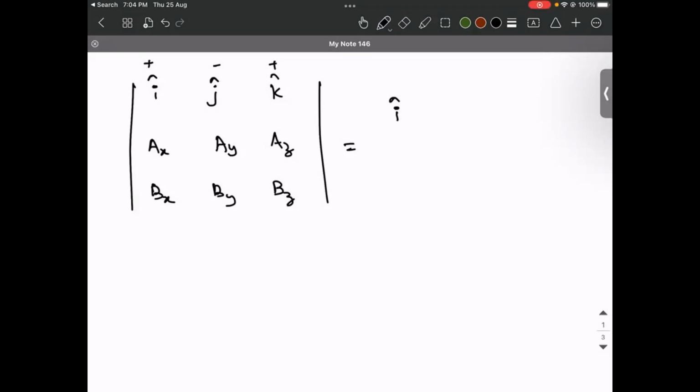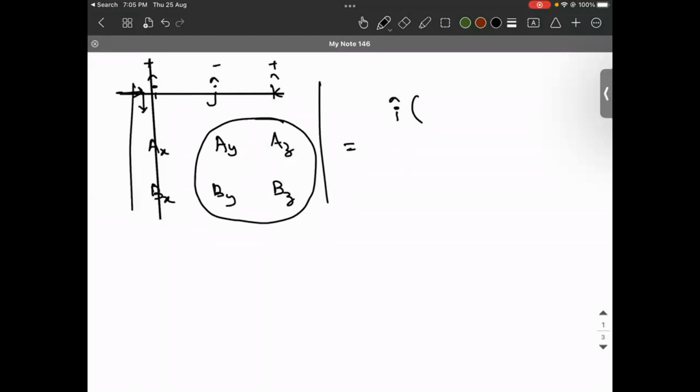So for i cap, what is the sign? Positive. So open a bracket. Hide the row which contains i cap and hide the column which contains i cap. So what are you able to see? ay, az, by, bz, right? Just cross multiply them. Start from left to right: ay bz minus az by. Is that the first step here?